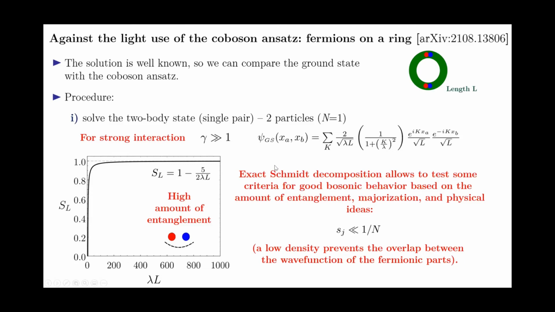And we also corroborate that the system fulfills some criteria for good bosonic behavior based on physical ideas, as this one here for each one of the Schmidt coefficients, which comes from the notion that at low density, the overlap between the wave functions of the fermionic parts is prevented, and therefore their fermionic character will not be important.